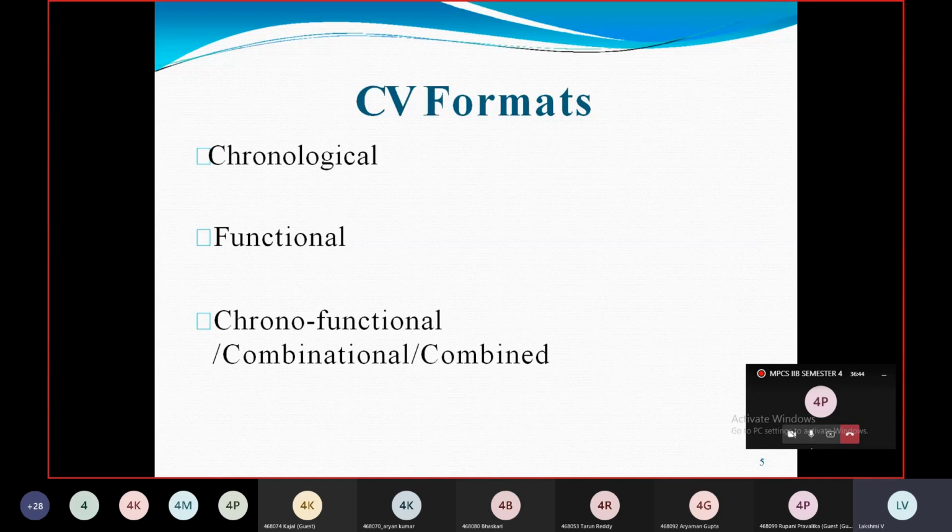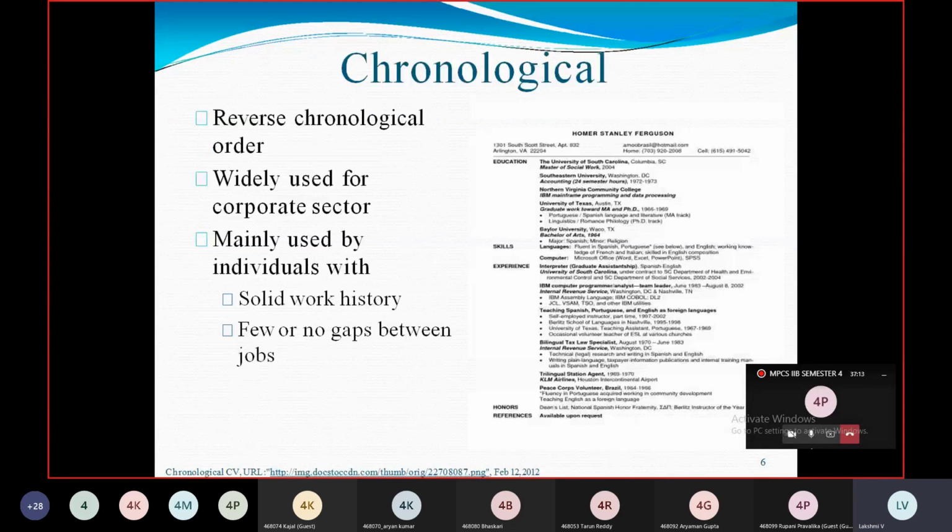How many kinds of CVs do we have? There are so many kinds of CVs, like chronological CV, functional CV, combination CV, CV with profile, target CV, mini CV, non-traditional CV. There are so many. But according to our curriculum, we are going to discuss three. One is chronological, the other one is functional, and the next one is combinational. Combinational CV is nothing but a combination of chronological and functional CV.